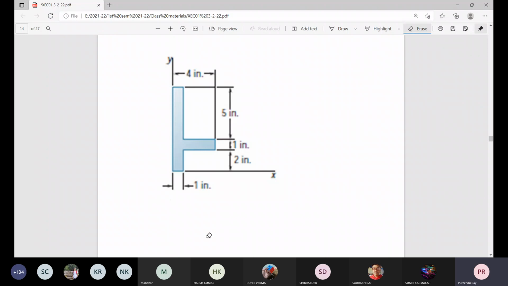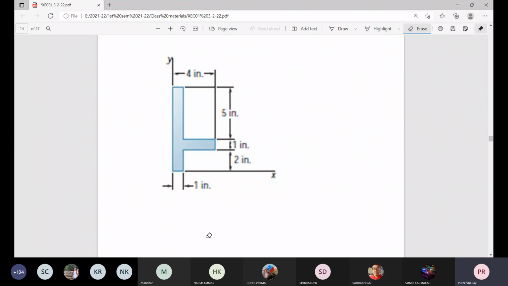You subdivide it into two rectangles. One rectangle is the vertical one, 1 inch wide by 5 plus 1, 6 plus 2, 8 inches long. Its centroid will be at the middle height, at 4 inches. The second rectangle is the horizontal one, of length 3 inches, and its centroid will be somewhere here.